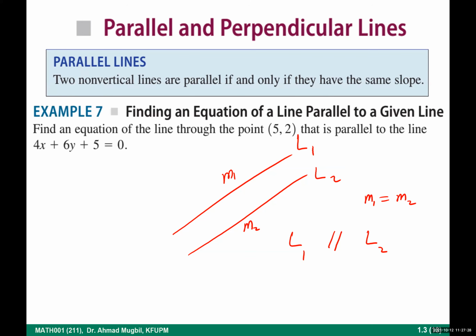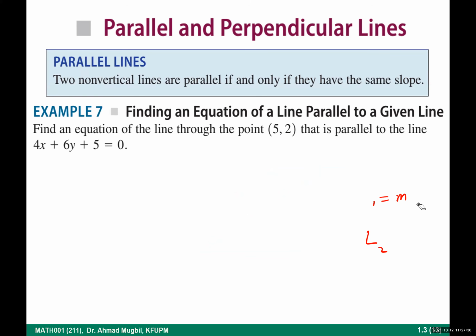Example: find an equation of the line through this point that is parallel to this line. Now, don't mix up between them, we have 2 lines here. In this question, we have 2 lines, not 1 line. Because I have noticed that many students mix them up. They substitute this point here. Can we do that? No. Is this point lying on this line? No, it is on the other line.